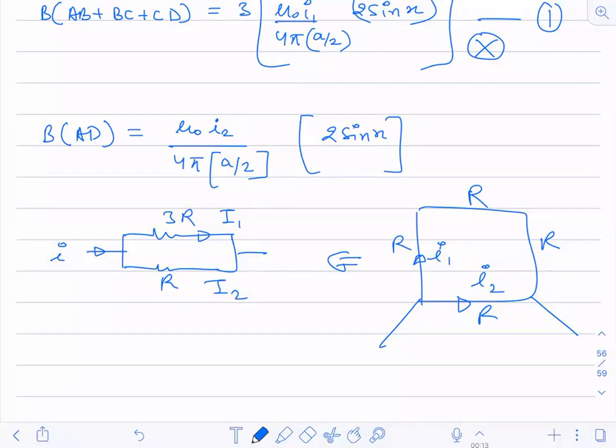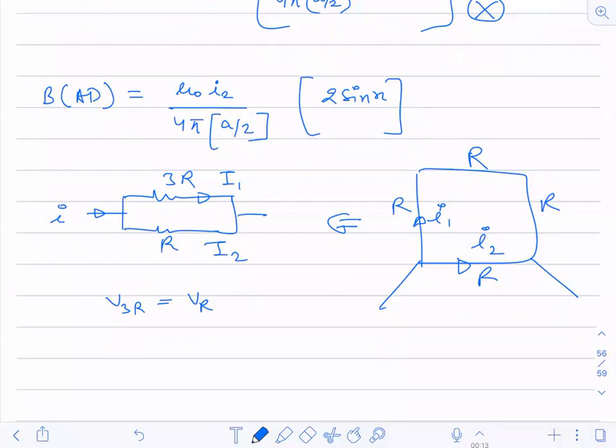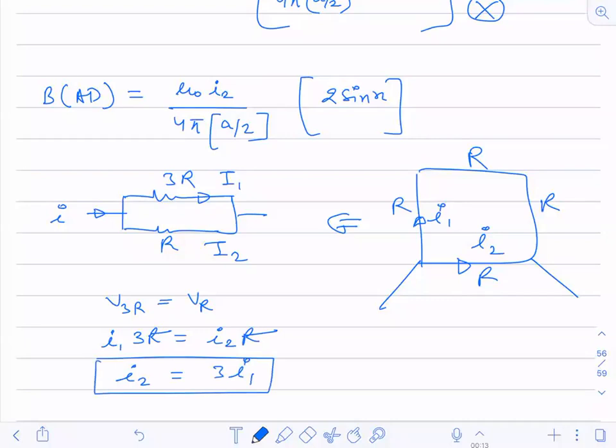The voltage across 3R is equal to the voltage across R. Now, what is the V value? Can I say V is equal to I into R? So it will become I1 into 3R is equal to I2 into R. So the R and R get cancelled, and I2 becomes 3 times I1. Do you see this? I2 becomes 3 times I1.